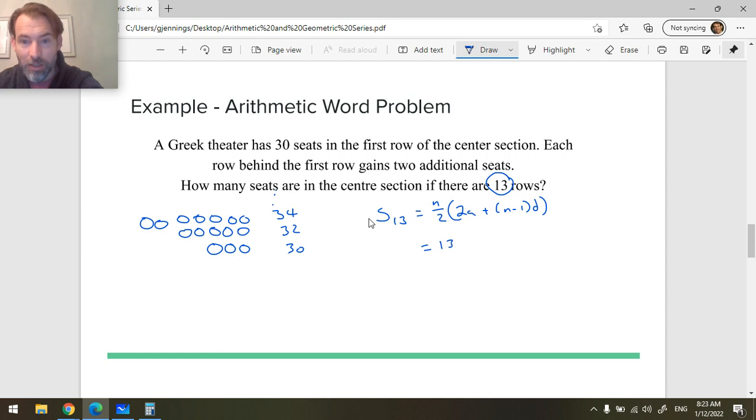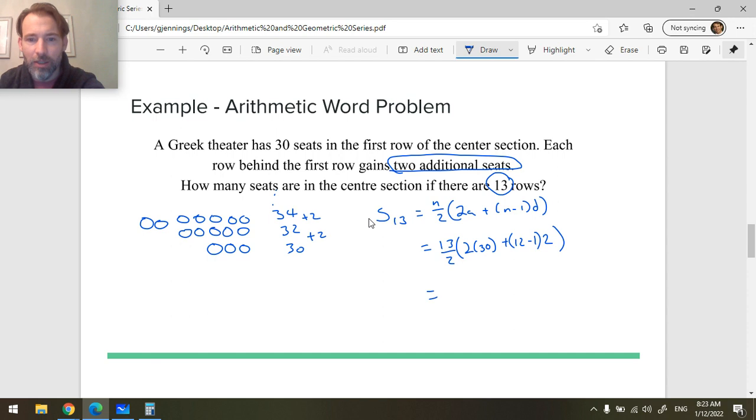So 13 divided by 2, okay? And then I'm going to multiply that by 2a. So 2a is 30 times 2. And then I'm going to put in n minus 1, so that is 12 minus 1, okay? And then d here, d is the common difference. Okay, grows by 2, grows by 2. It was told to you there, grows by 2, okay? So d is 2, okay?